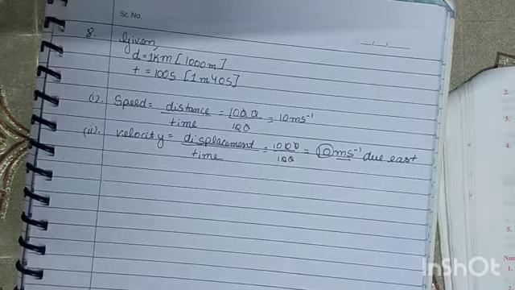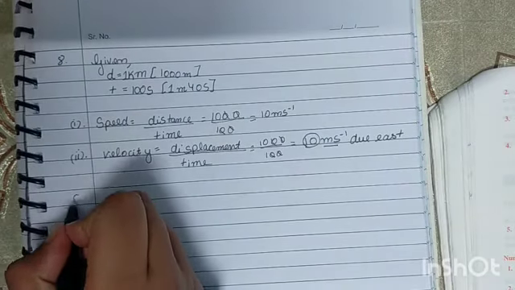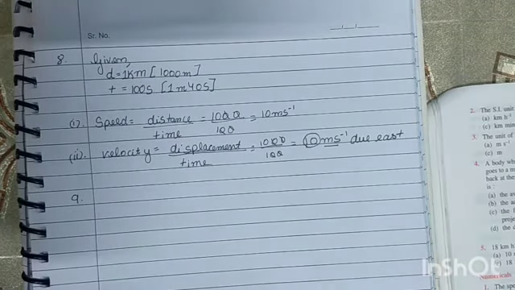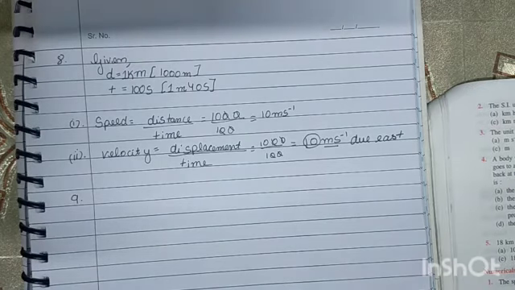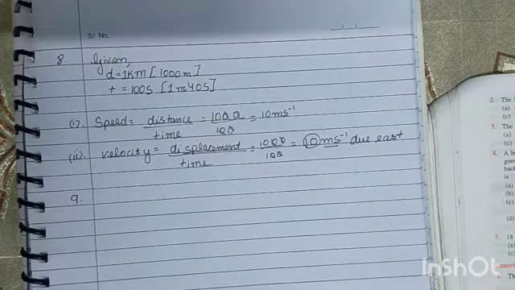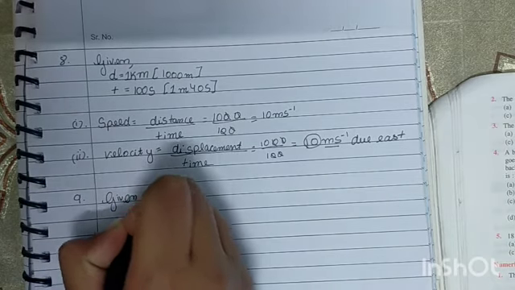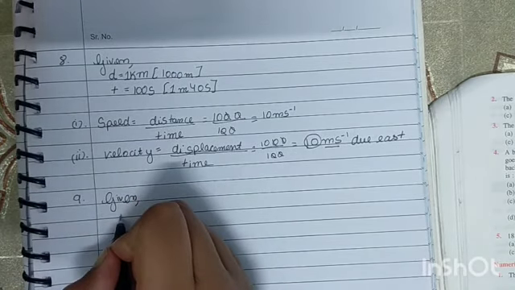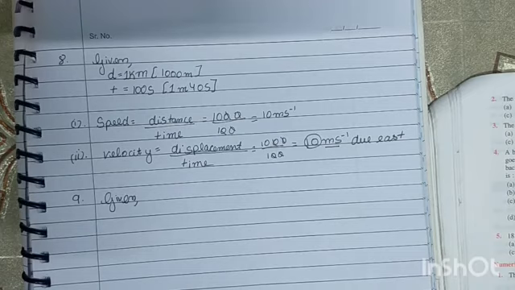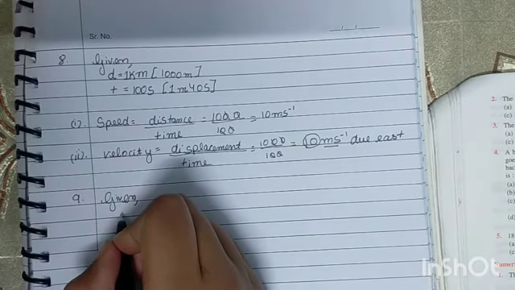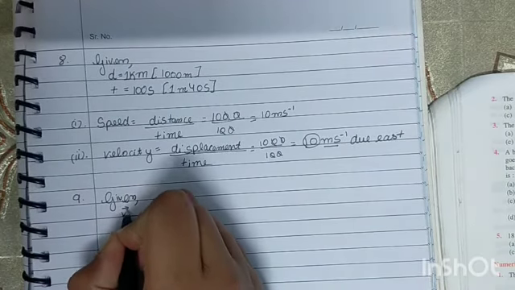Now question number 9. A body starts from rest and acquires a velocity of 10 meter per second in 2 seconds. Find the acceleration. Very easy question. What you have to do is write given. After writing given, you have to write velocity. We will write final velocity.